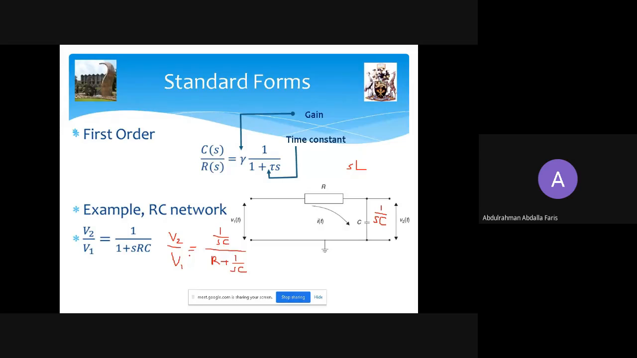So with that, we can have our transfer function for this system as 1 over 1 plus SRC. Comparing this equation here with the standard form, we can say our gain is actually 1, the gain of the system, and our time constant is RC when you compare these two.